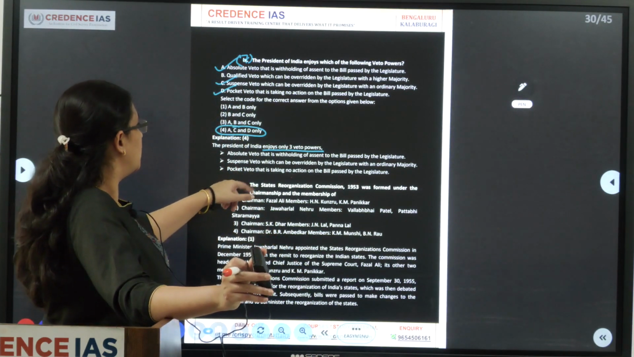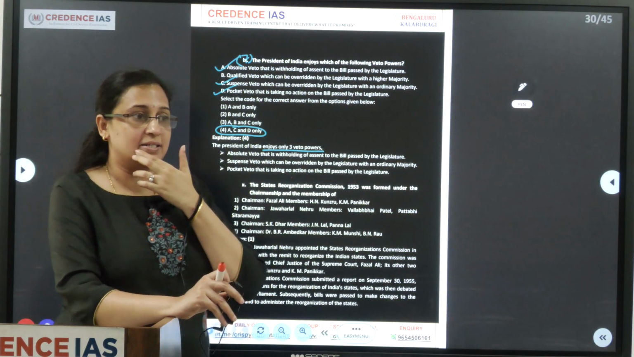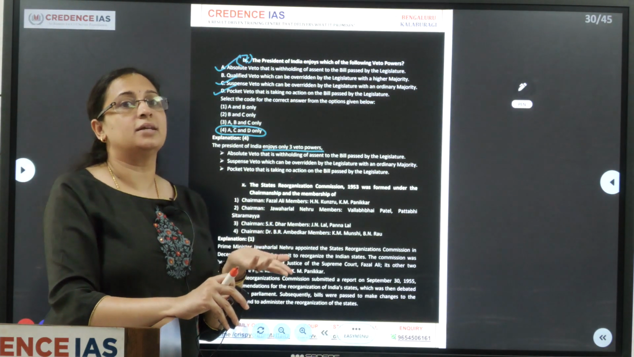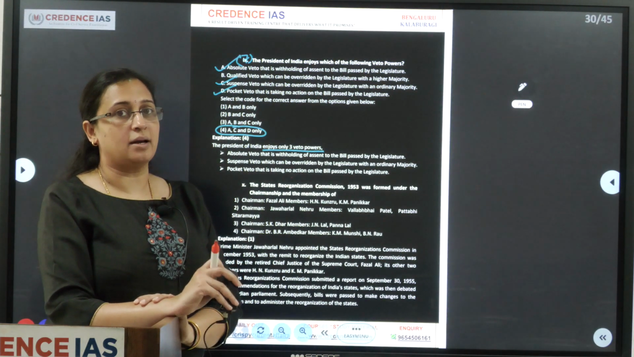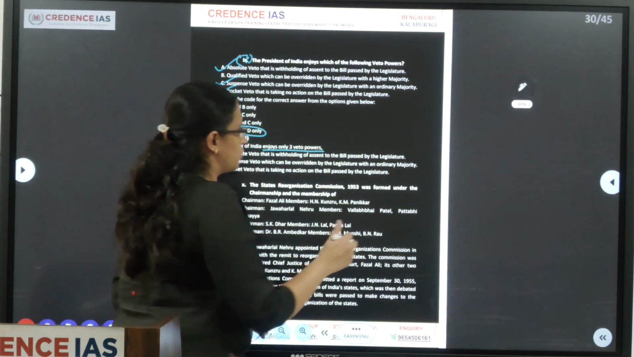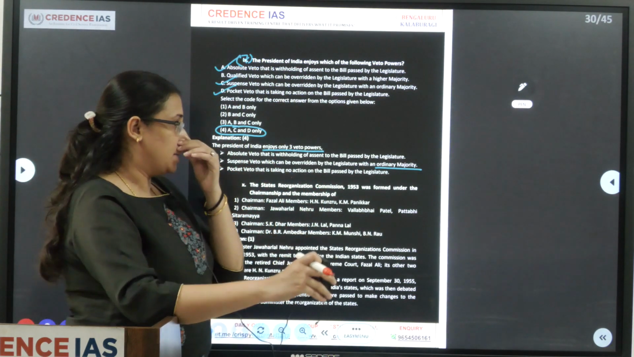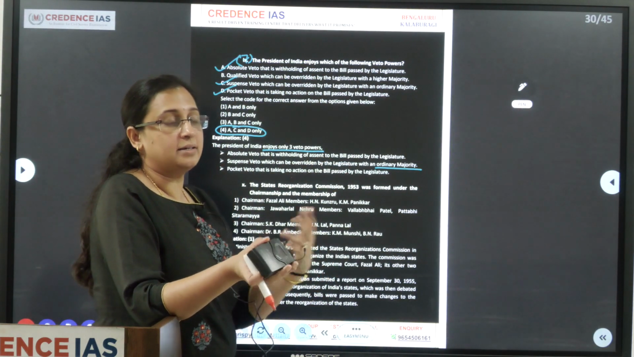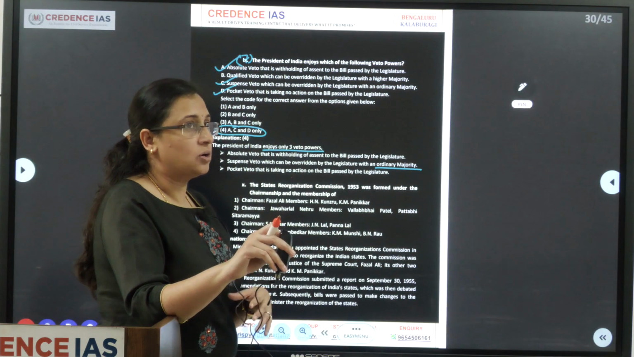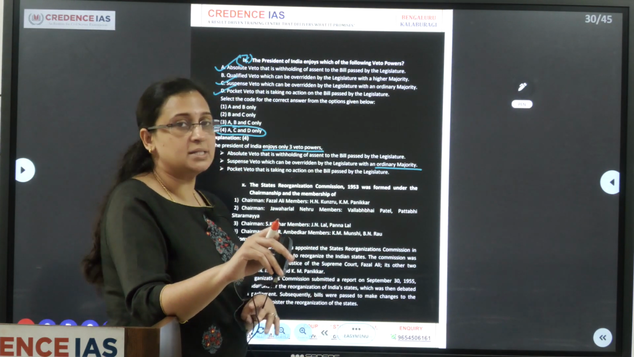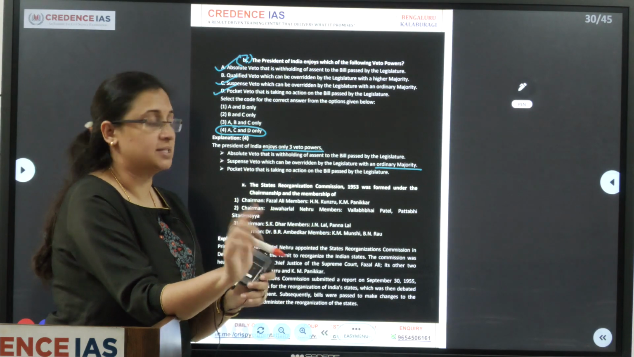Next is suspense veto, which can be overridden by the legislature with an ordinary majority. Once the president receives the bill, he can send back the ordinary bill for reconsideration of the parliament. The parliament will pass the bill with or without amendments by simple majority, that is, a majority of the members present and voting. Then the parliament returns the bill to the president, and in this case the president has to give his assent. He cannot send it back again or withhold his assent. So suspense veto can be exercised by the president only once.